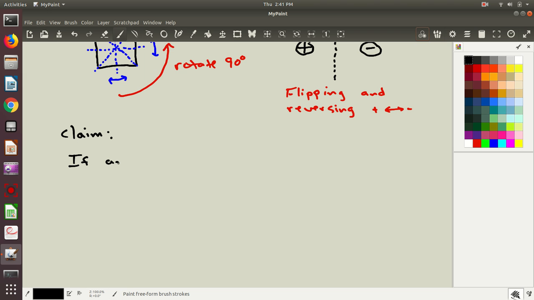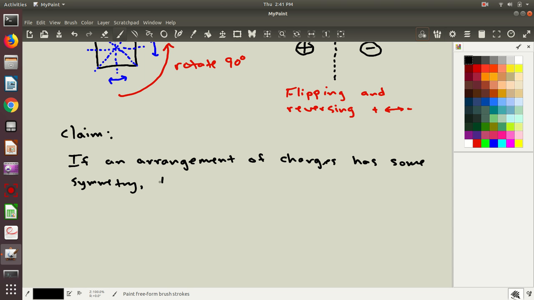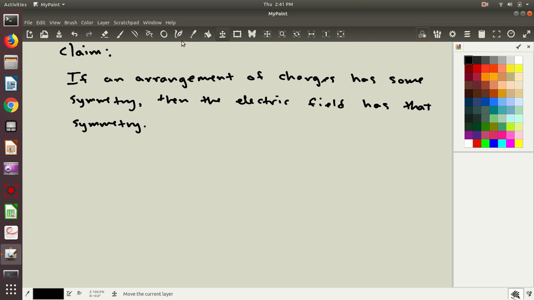If an arrangement of charges has a certain symmetry, then it must be the case that the electric field has the same symmetry. Okay, so let me argue that this is true. All right, so let's look at an arrangement of charges.